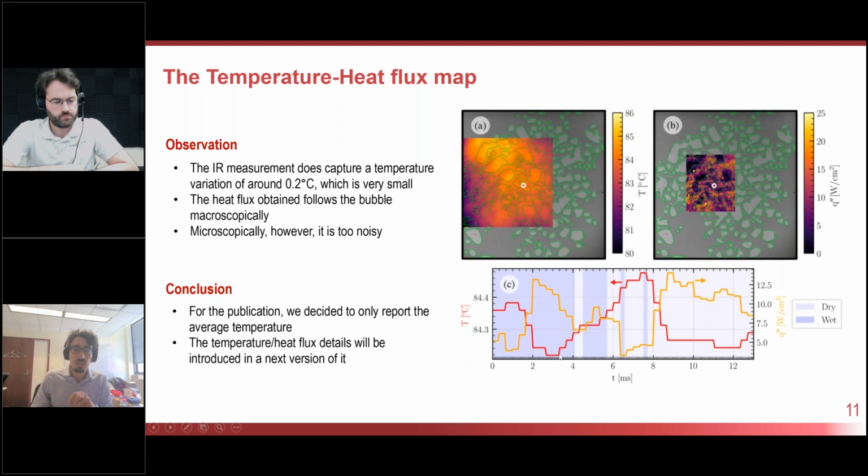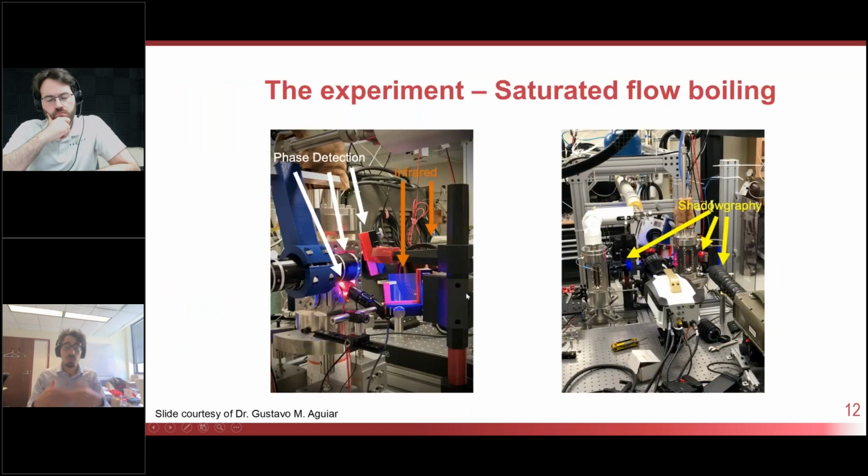And here you see the temperature measurement history in time, and then you have the heat flux history in time, and you have wet and dry area of 1 pixel. Here you can see that when it's dry, for some reason, for this pixel in particular, the heat flux actually goes up, which means that we are looking at a lot of noise in this measurement. So I'm going to move to Gustavo's experiment.